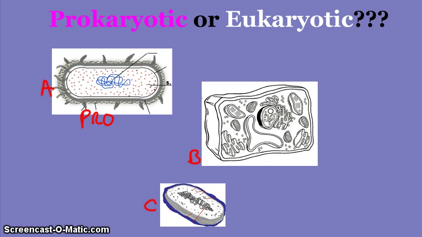If you labeled eukaryotic for B, you would be correct. Look at all the complex internal parts that you see there, pretty typical of a eukaryotic cell. In fact, that is a plant cell. And if you labeled letter C as a prokaryotic cell, you are correct there too.